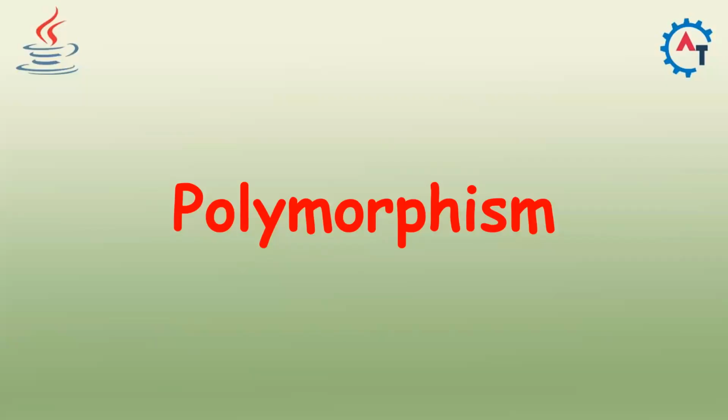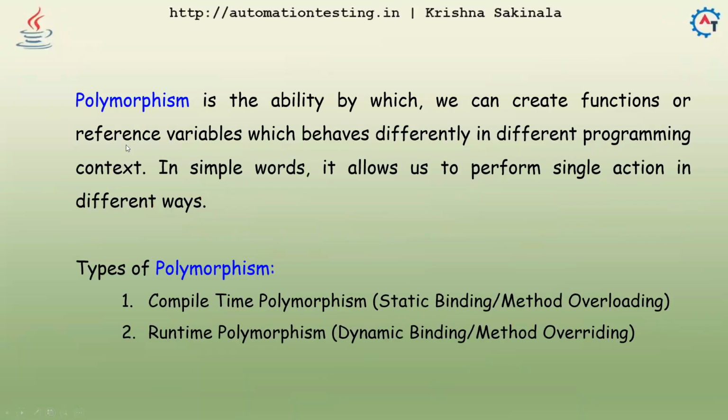Hi, in this video, we will see polymorphism in Java. So what is polymorphism in Java? Polymorphism is the ability by which we can create functions or reference variables which behave differently in different programming contexts. The ability is that the methods and variables will differ in different ways according to the context.